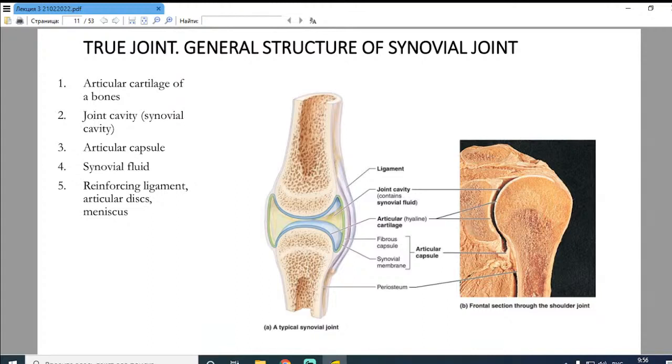What you see is a frontal section through the shoulder joint. What you see is the articular cartilage of bones at the head of the humerus. You see the glenoid cavity of the scapula. What you see is articular cartilage, hyaline cartilage. This is the synovial cavity.